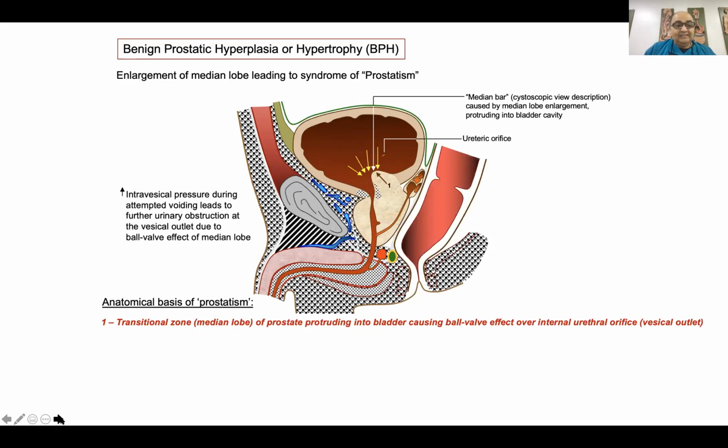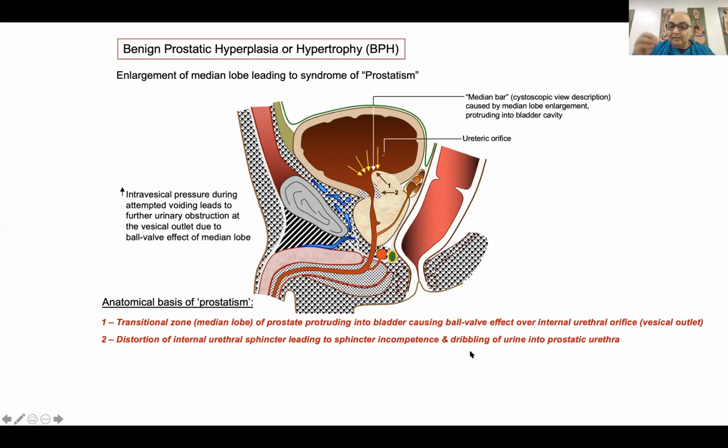Then the second change, what is the second change? Distortion. The internal sphincter is destroyed. So now I do not have good control over my internal sphincter. So there is a chance of leaking of urine. The internal sphincter has been distorted. Incompetence. Dribbling is the word for when urine is not coming with pressure and there is incompetence. Sphincter incompetence means the sphincter is not working the way it should work. Then distortion of the prostatic urethra. So progressive obstruction. It's not overnight, but slowly and slowly the flow has decreased.